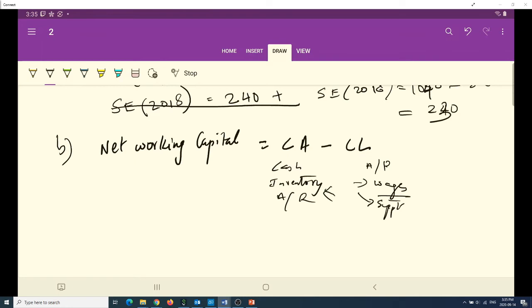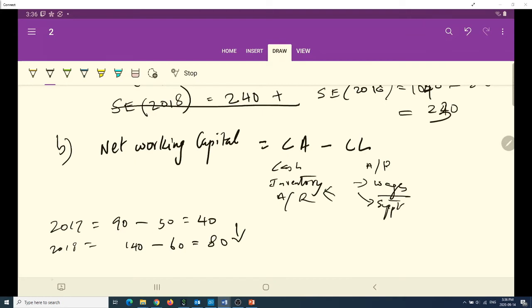And for 2017, it's current assets minus current liabilities. Current assets is 90, current liabilities is 50. So 40. For 2018, this is 140 minus 60. Okay, so net working capital has increased. So you needed more, you had more money here.